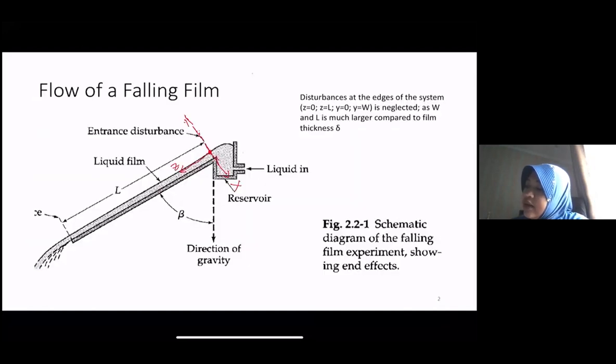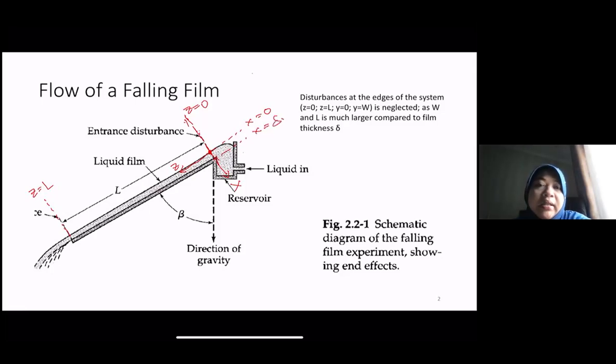There is disturbance at the edge of the system, z equal to 0 and z equal to L. So this is z equal to 0, and this would be z equal to L. And this one is x equal to 0, and this one, for example, x equal to delta, the thickness of the film. And the width is W.